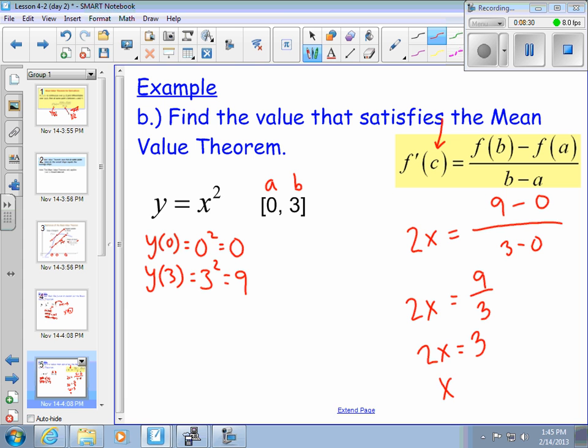Dividing by 2, we see that at 1.5 is where the actual slope equals the average slope. So at that point, the slopes should be the same. Just to show it works, what did we get for the right side? The average slope between these 2 points was 3. If you find the tangent slope by plugging 1.5 back in, you also get 3. 2 times 1.5 is 3. So yep, the actual slope equals the average slope.